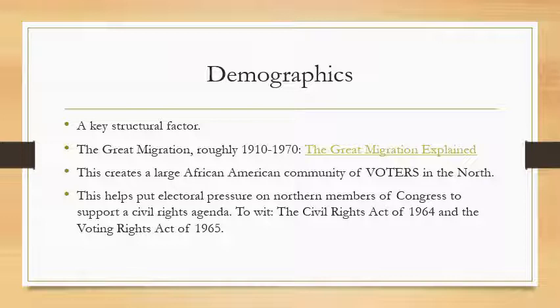Because once we have African Americans who are more economically empowered, more politically empowered in key states in the North, that puts pressure on members of Congress that represent states like Illinois, Pennsylvania, Michigan, Maryland. You get the idea, right? There's now a lot of pressure on members of Congress from those northern states to support and advance a civil rights agenda, which they ultimately do in 1964 and 1965. All right.